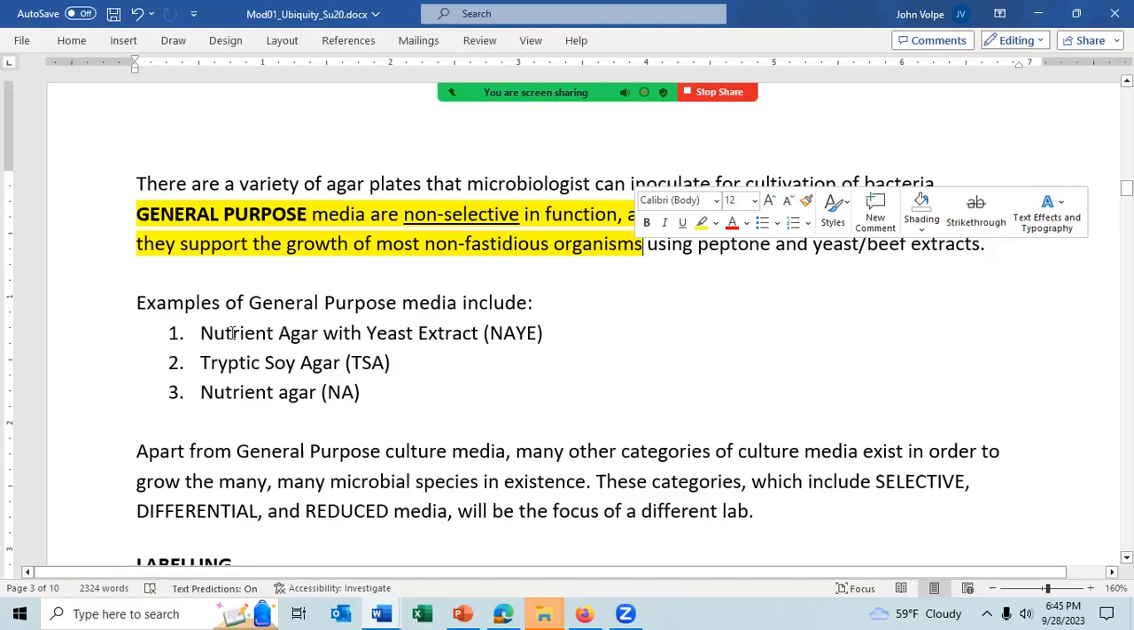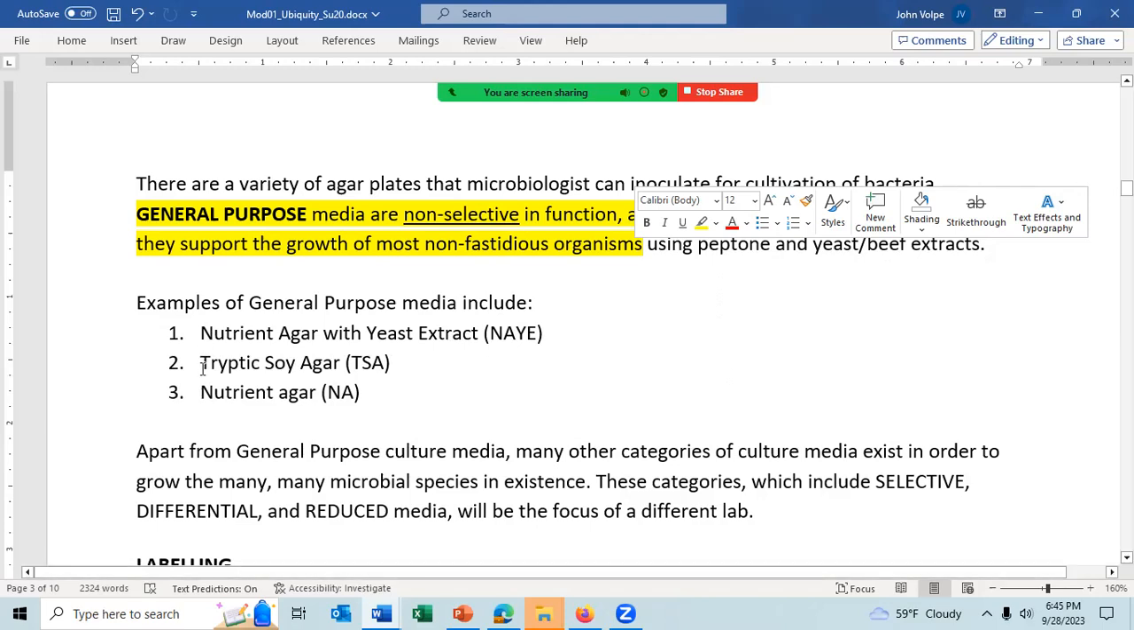Some examples of general purpose media include nutrient agar with yeast extract, and it does have peptone and yeast and beef extracts in it. That's why this one has yeast extract in it. And that supplies many nutrients for many microbes to grow, but not the fastidious microbes.